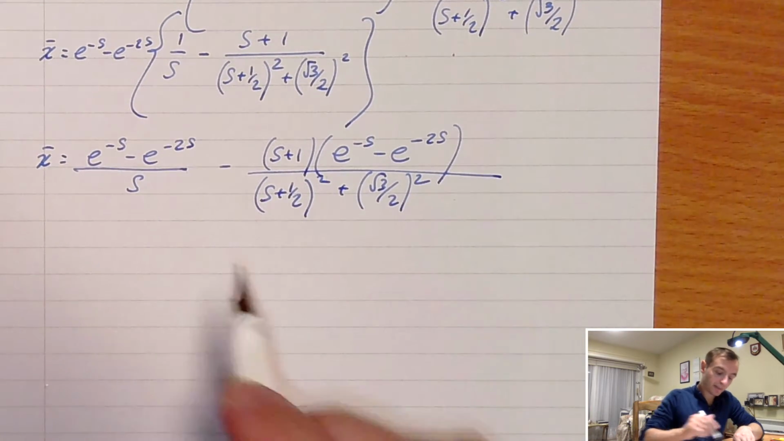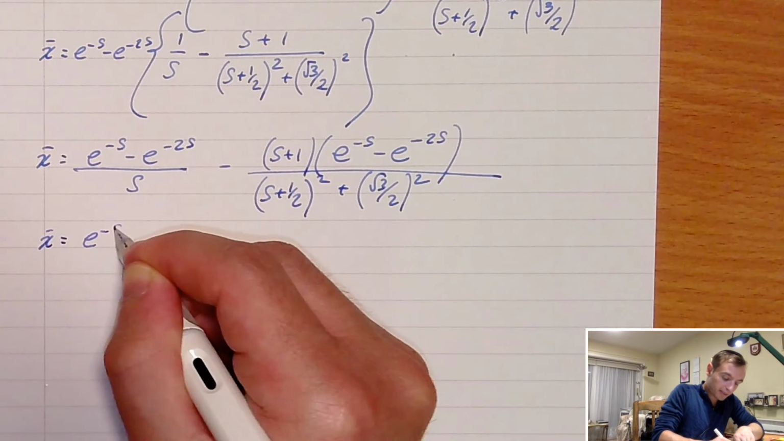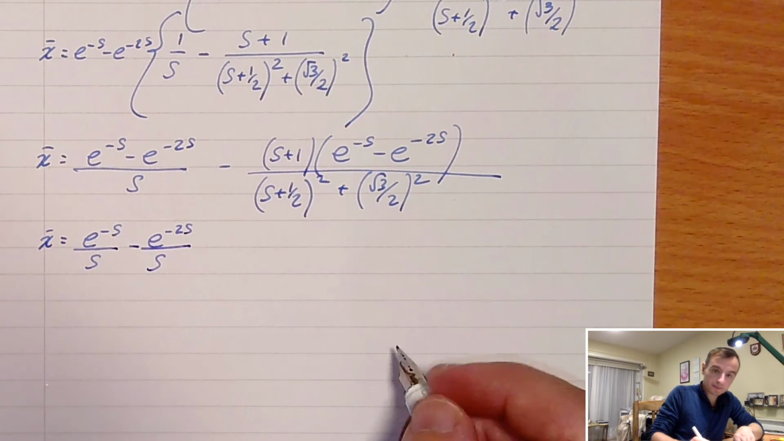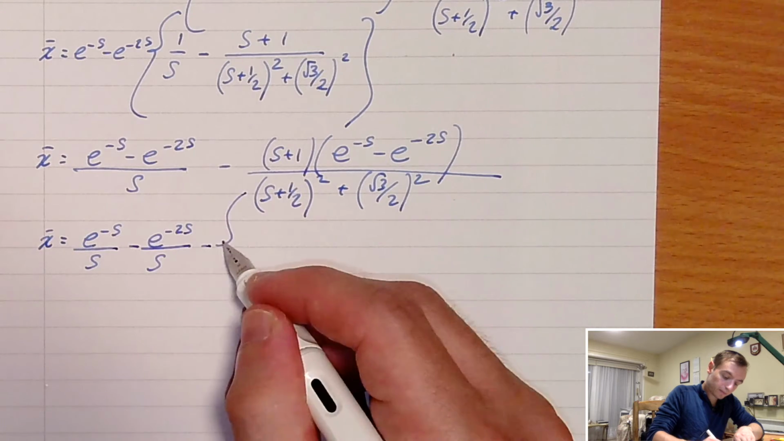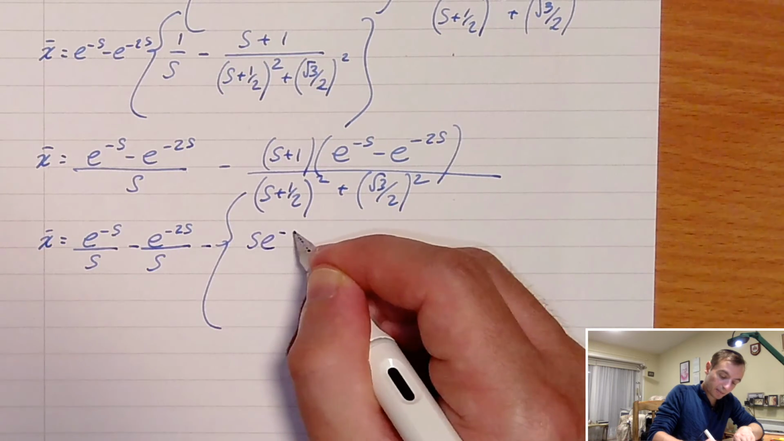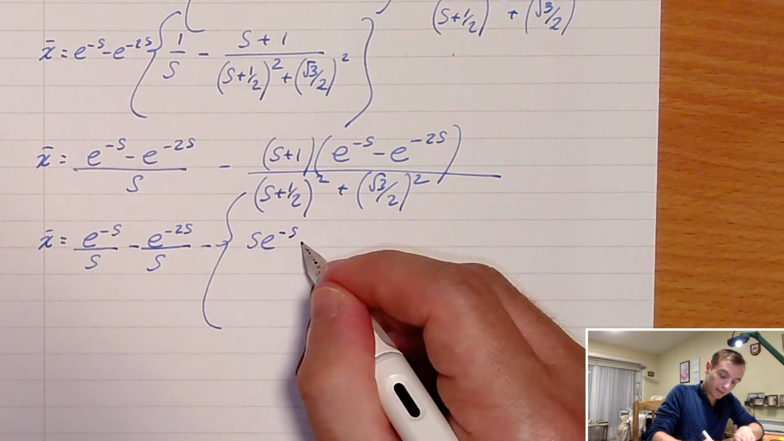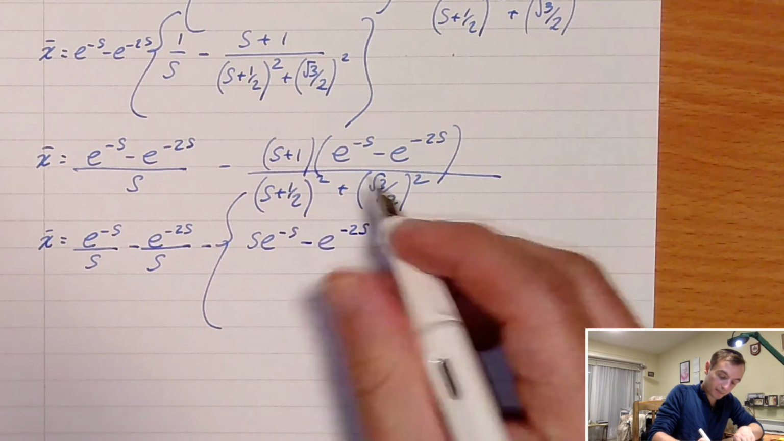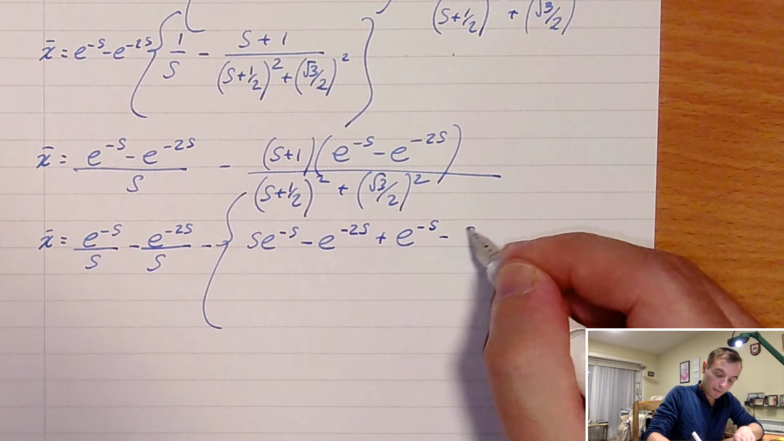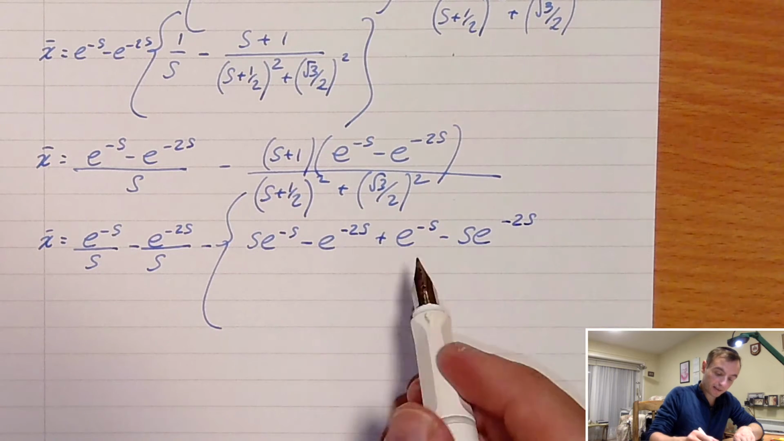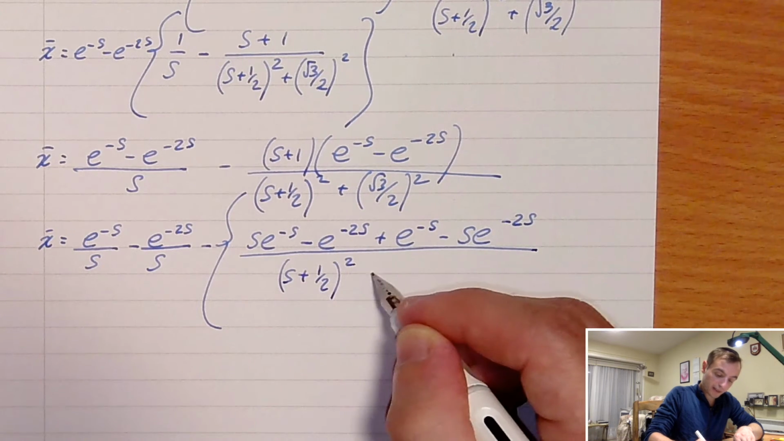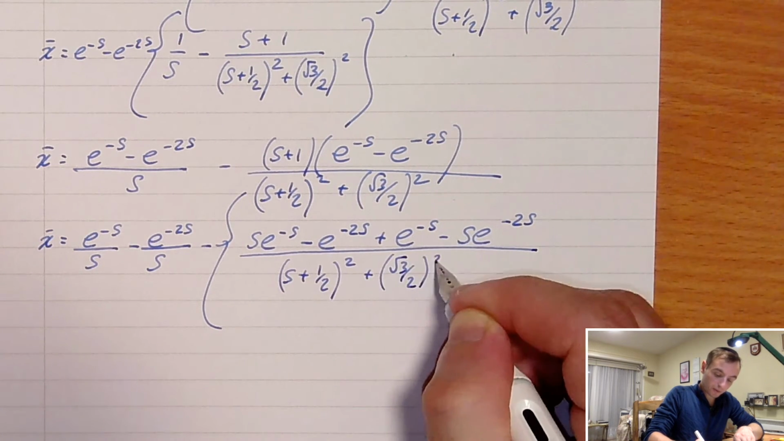Now let's carry on with the expansion. So we can say that x bar equals e to the minus s on s minus e to the minus 2s on s, minus, and this is where we need to be very careful, s e to the minus s minus s e to the minus 2s plus e to the minus s minus e to the minus 2s, all on s plus a half squared plus root 3 on 2 squared.